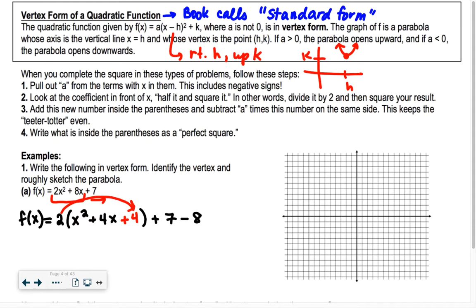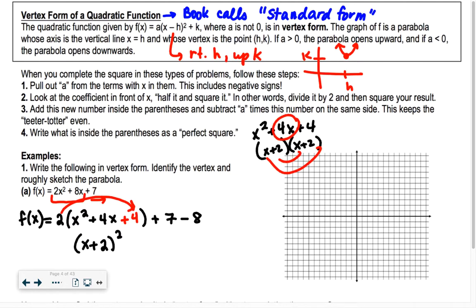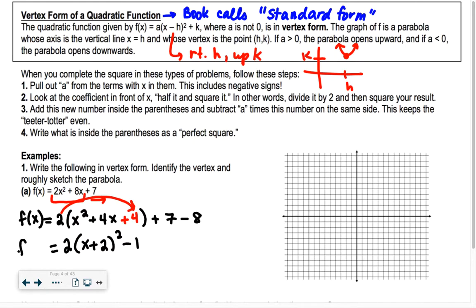So now when we factor something that looks like x squared plus 4x plus 4, it factors into (x plus 2) and (x plus 2), right? In other words, it's (x plus 2) quantity squared. You guys know what I'm saying? So x squared plus 4x plus 4 factors into (x plus 2)(x plus 2). That way our outer and inner combine to be that 4x, and the last terms multiply to be 4. Does that make sense? All right, so we have a 2 out front, and then we have plus 7 minus 8, so we get negative 1. So that is what we call our vertex form, or like I said, your book calls it standard form.